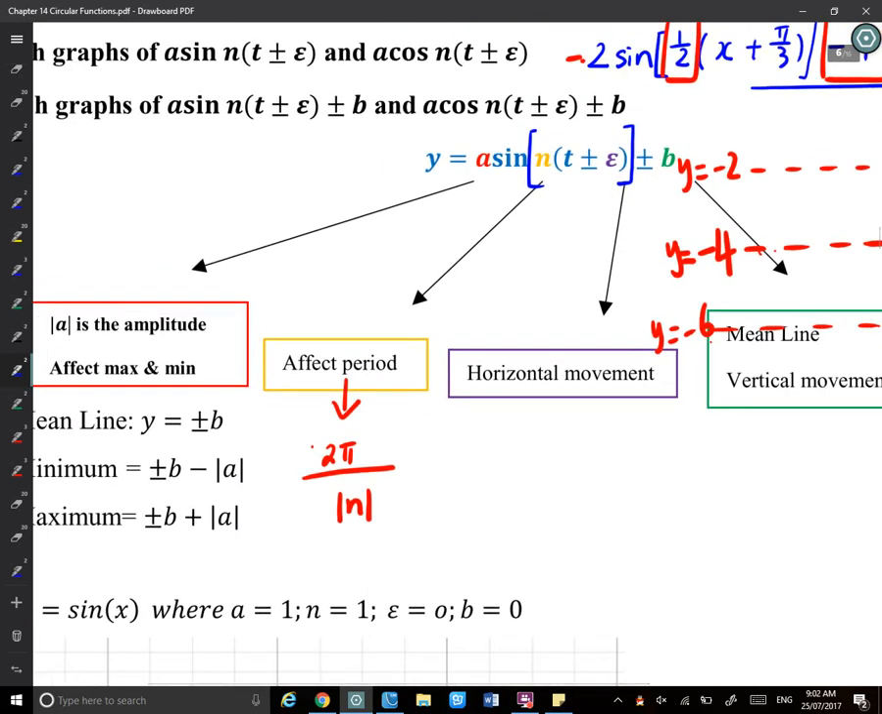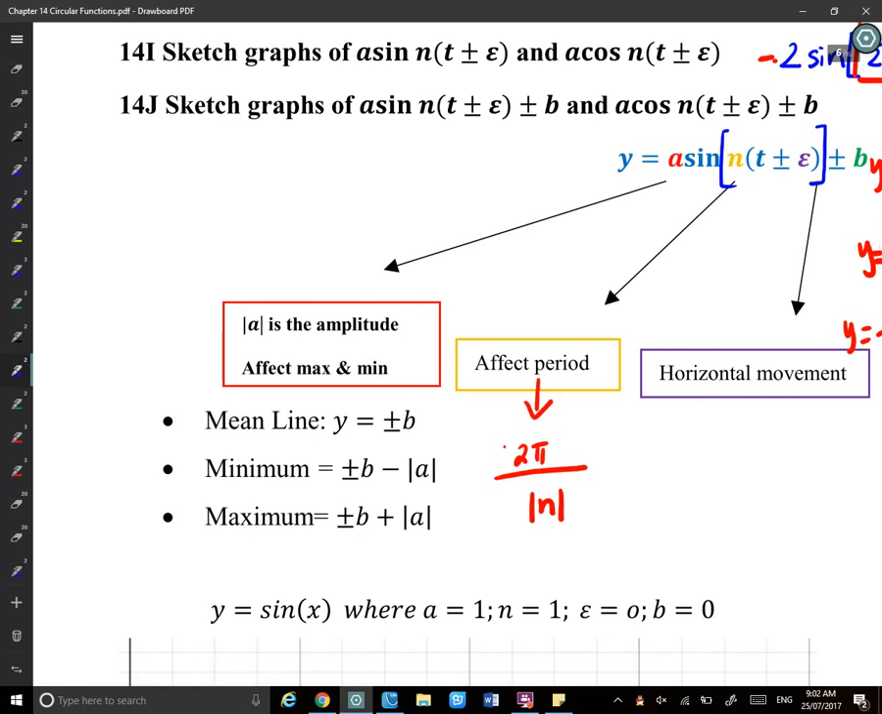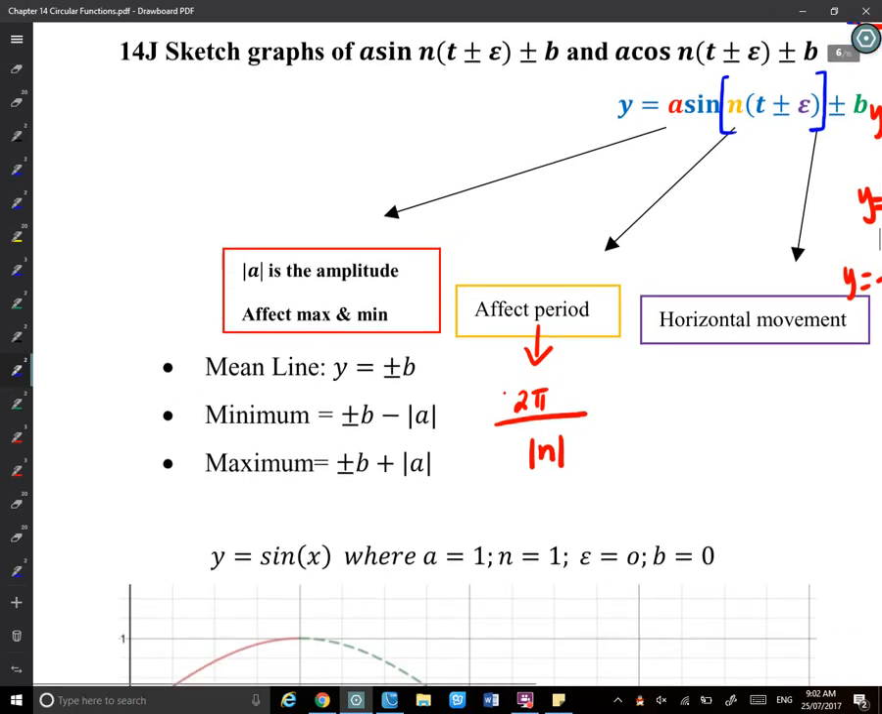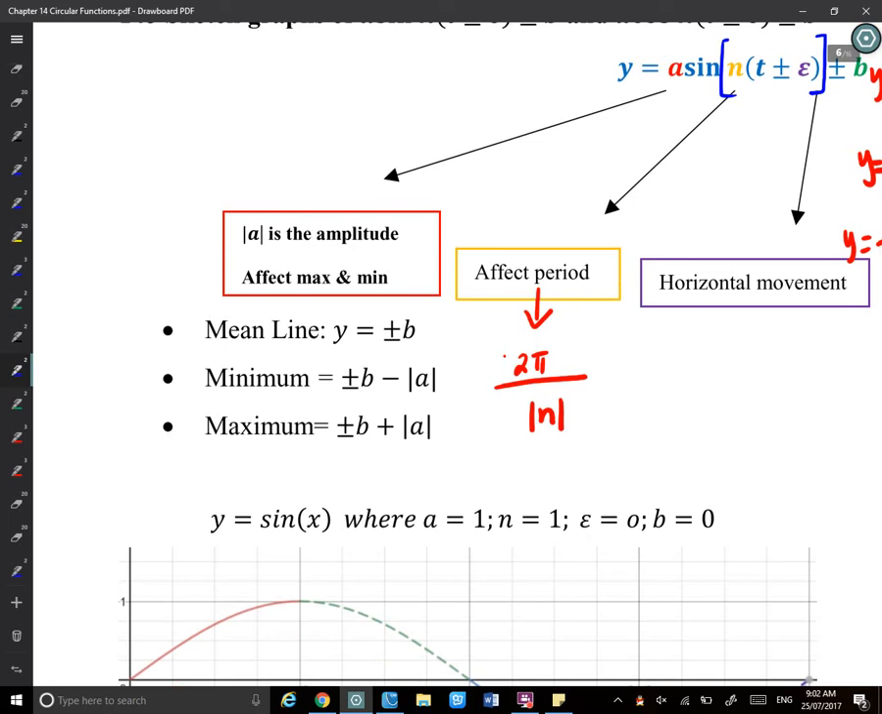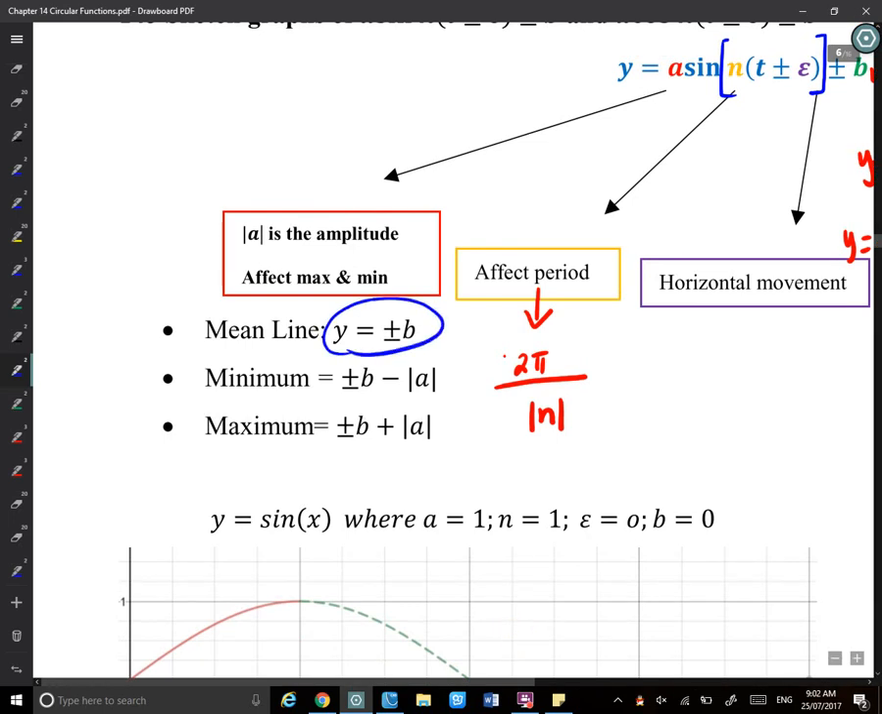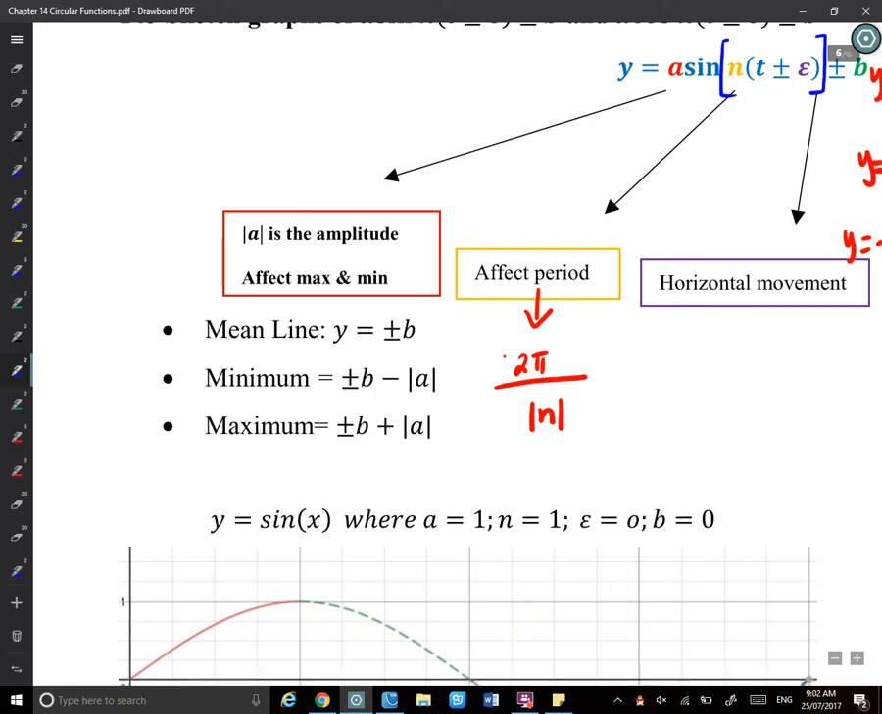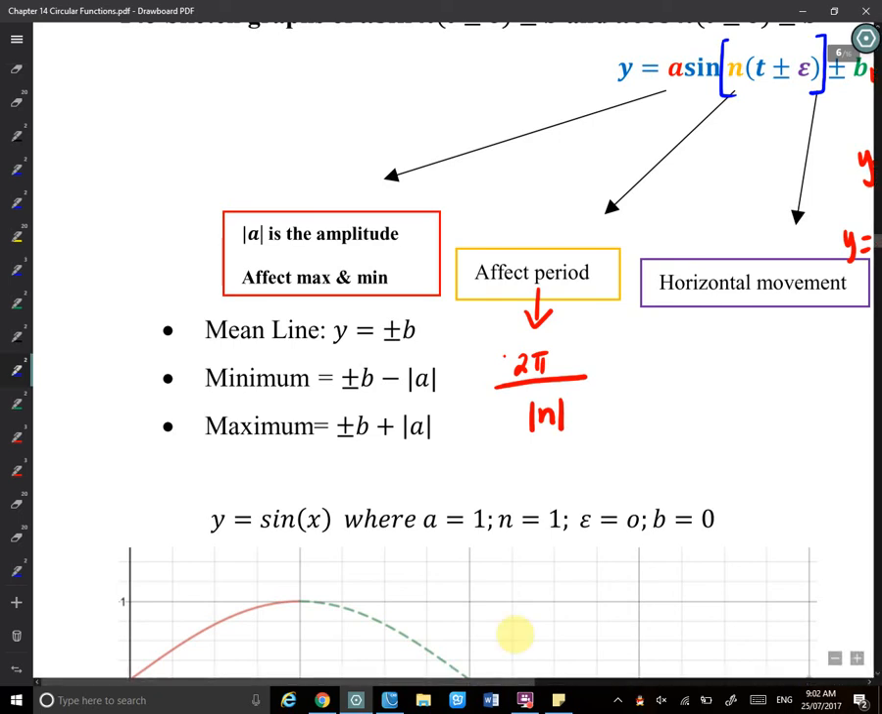Okay, that's the first thing you will do when you sketch a graph. Now let's have a look. The midline will be y equals plus or minus b. That's the last value you add up. The minimum will be the mean subtract the amplitude, and the maximum will be the mean add the amplitude.